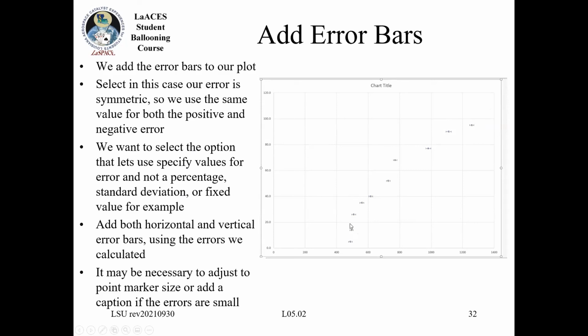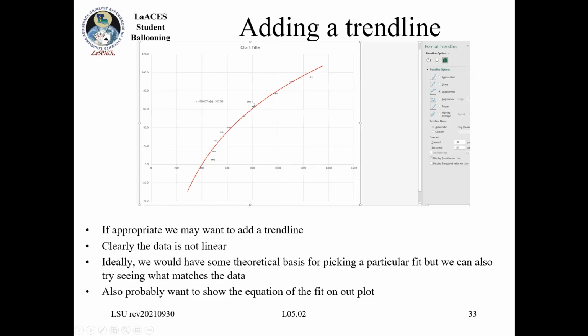Depending on the size of your error bars and the size of the data points, you may need to adjust the size of the marker so that you can actually see your error bars. Or alternatively, you may want to specify in your caption that the error bars are small, so you've left them off for clarity. So if I've done this a bunch of times, the next thing that I would probably want to do is try and add a trend line.